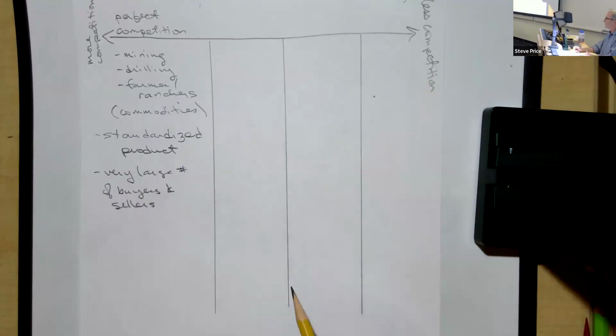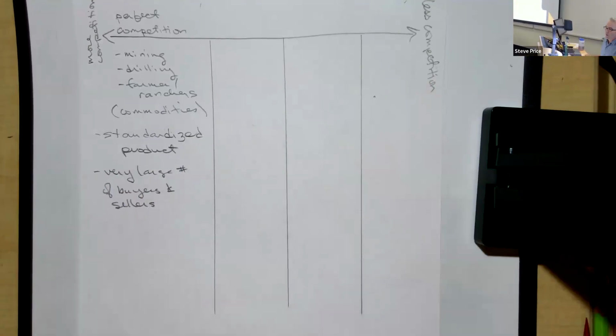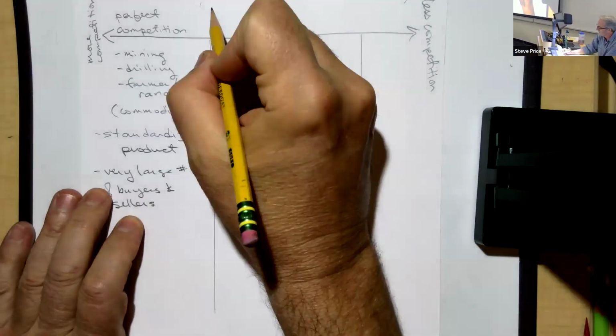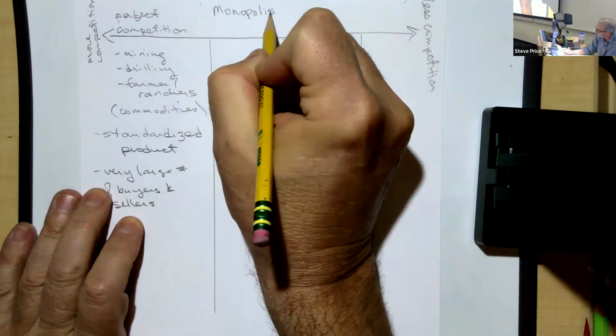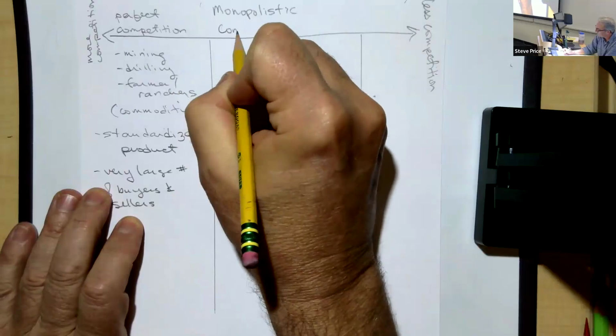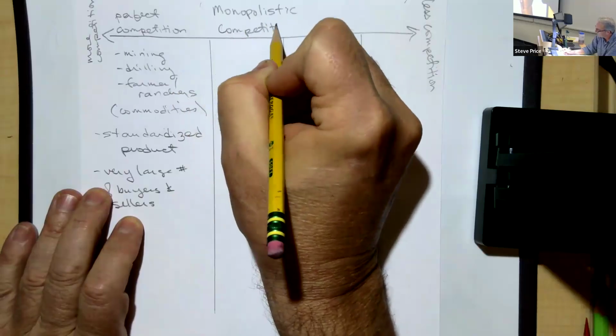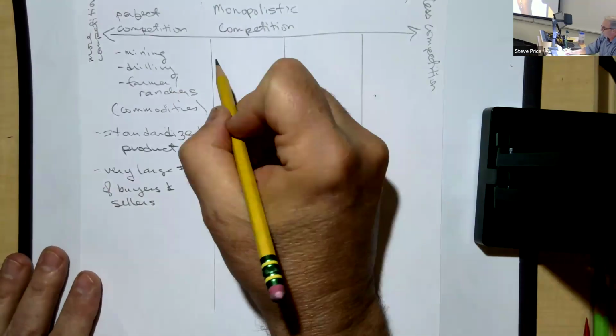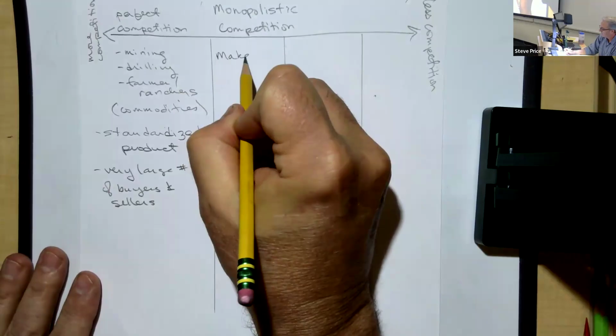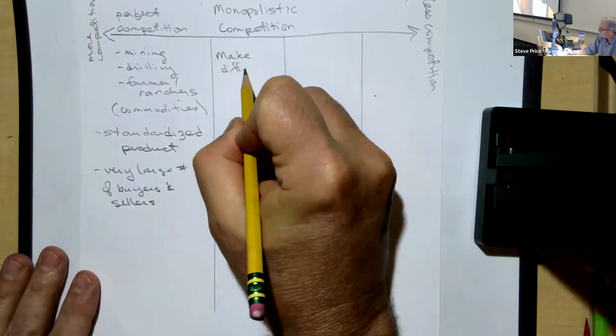Now, do any of us take delivery of a bushel of wheat? Or any of us in that market? Is the average person in the market for any of these commodities? No, they are inputs for another industry, which brings me here to monopolistic competition. Monopolistic competition, these people make differentiated products.